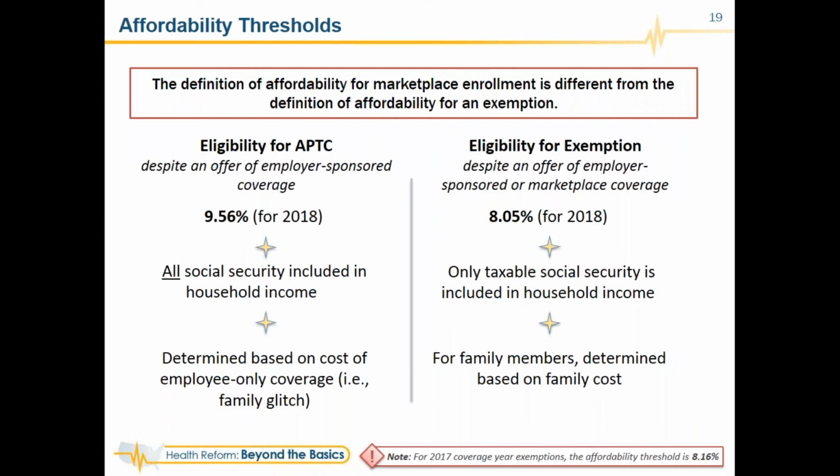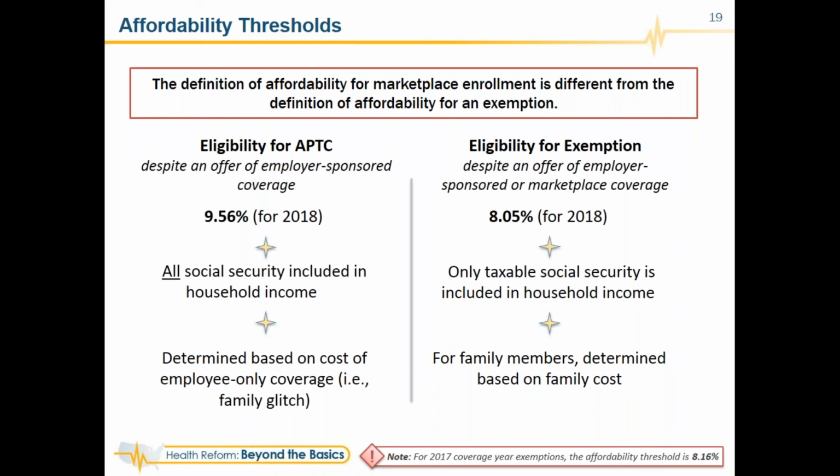So we talked in, I think, the first webinar about affordability in terms of when can I bail on my employer-sponsored coverage and be eligible for APTC. That definition of affordability said that your offer of self-only coverage had to exceed 9.56% of your income. All of your Social Security was included in household income, and you were determined to be eligible based on the cost of employee-only coverage. So we're applying the family glitch in the realm of employer-sponsored coverage and whether it was affordable.